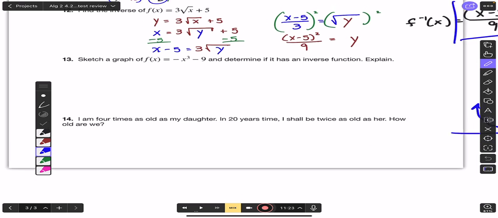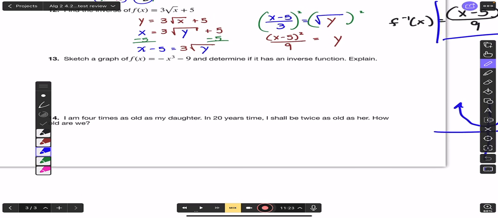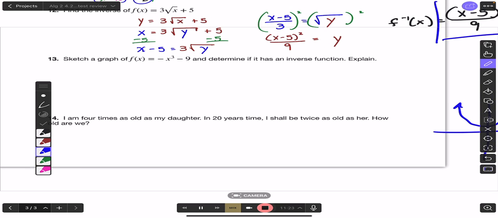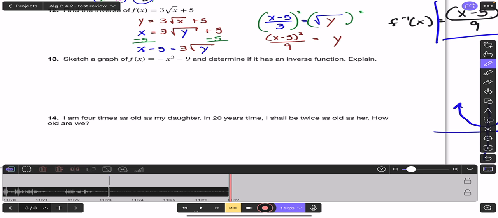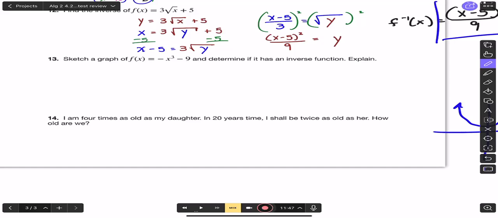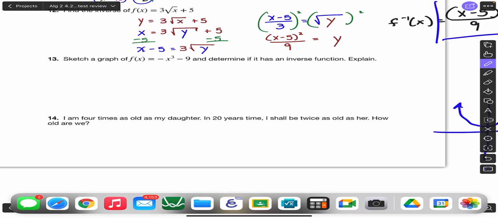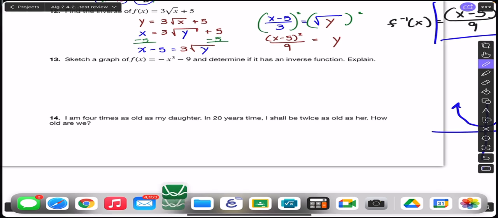All right, let's close down our graph there, and let's finish these up. In problem 13, it says to graph the function to determine if it has an inverse, or sketch a graph of it. So let's grab Desmos again.